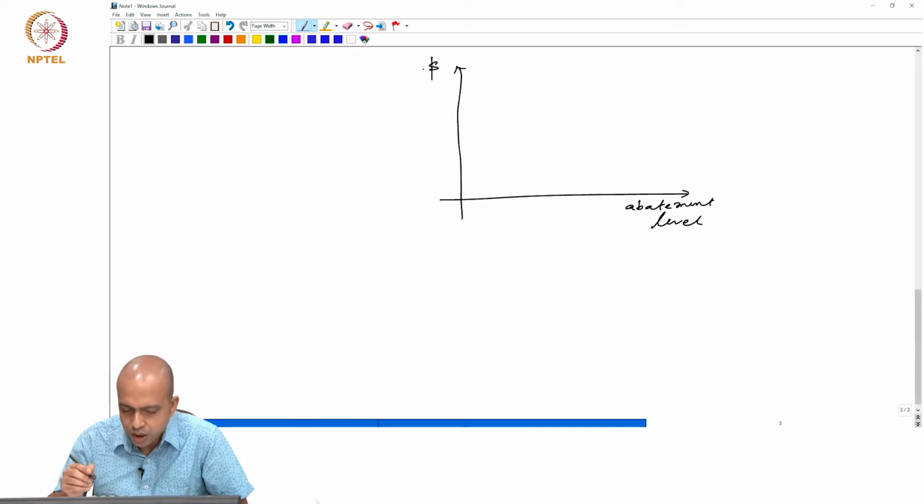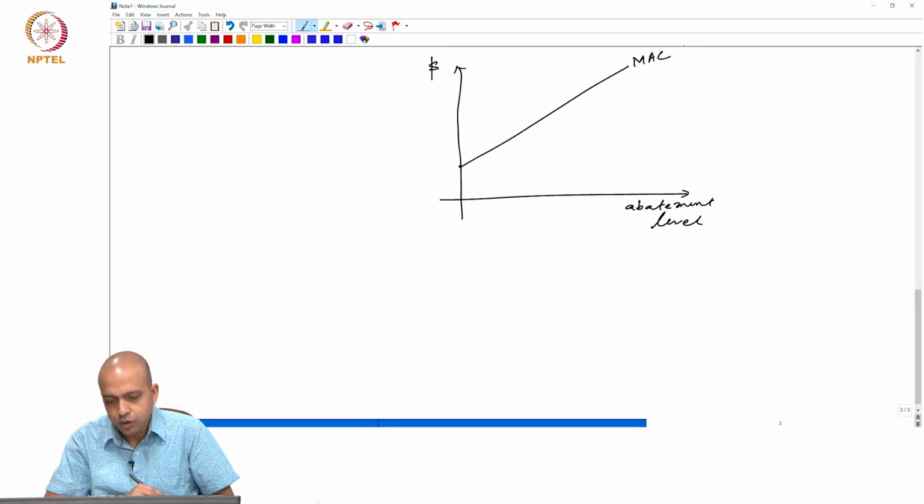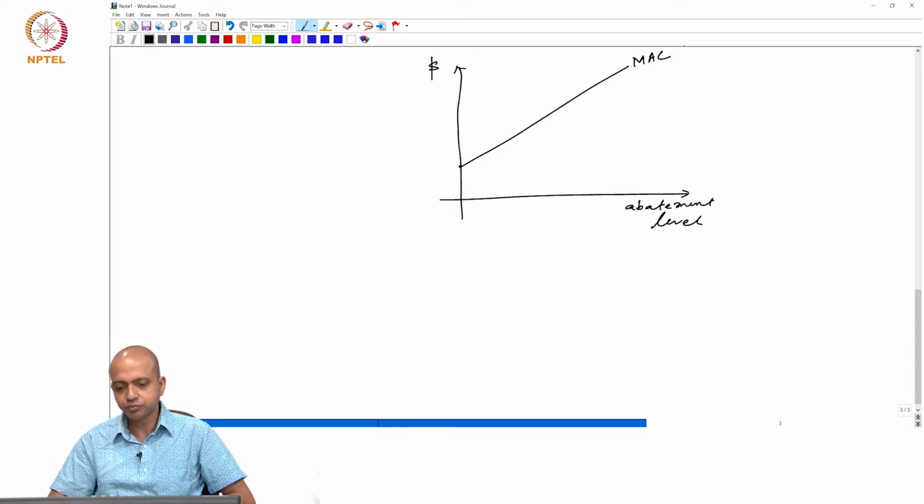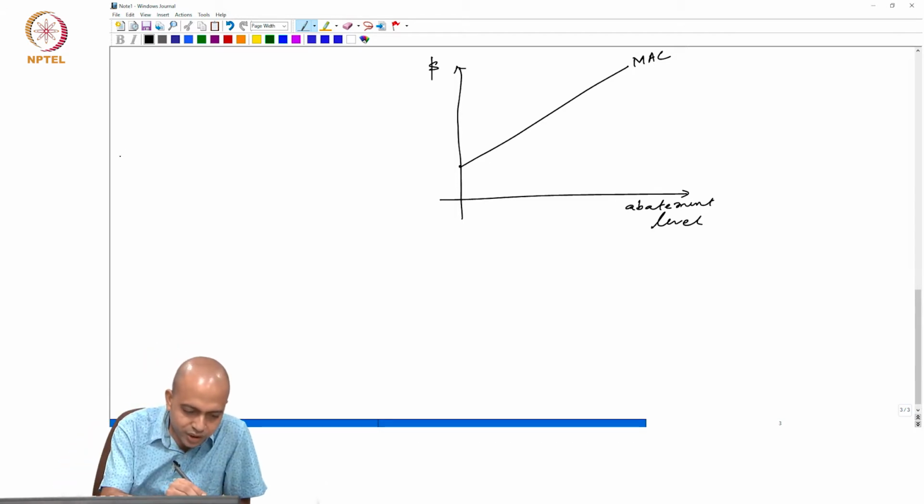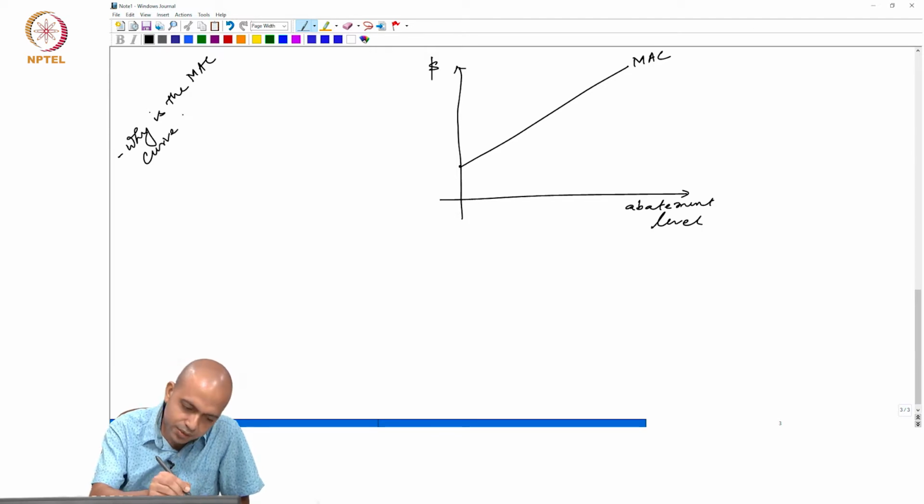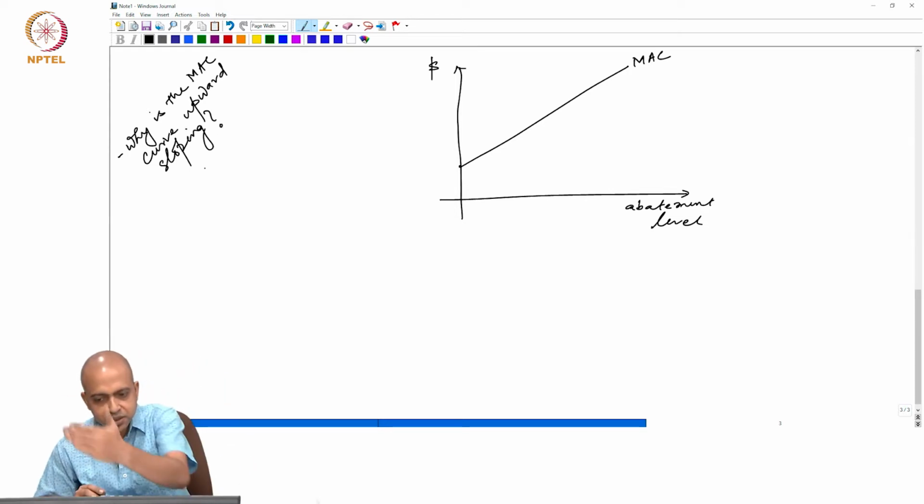Let us say that the initial, this is called marginal abatement cost curve, marginal abatement cost. Okay. Now, why the marginal cost? The question that I am asking, why is the MAC curve upward sloping? Can you think of why this MAC curve is upward sloping?